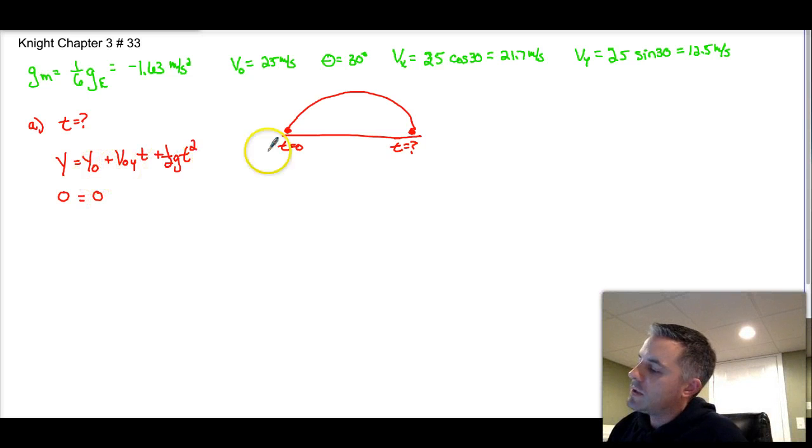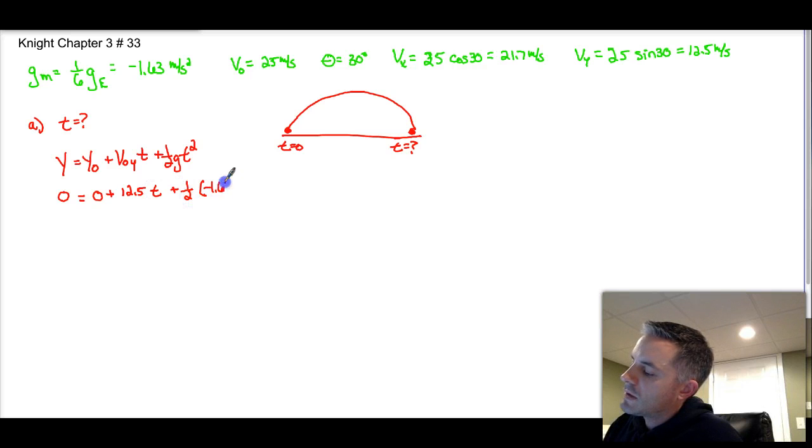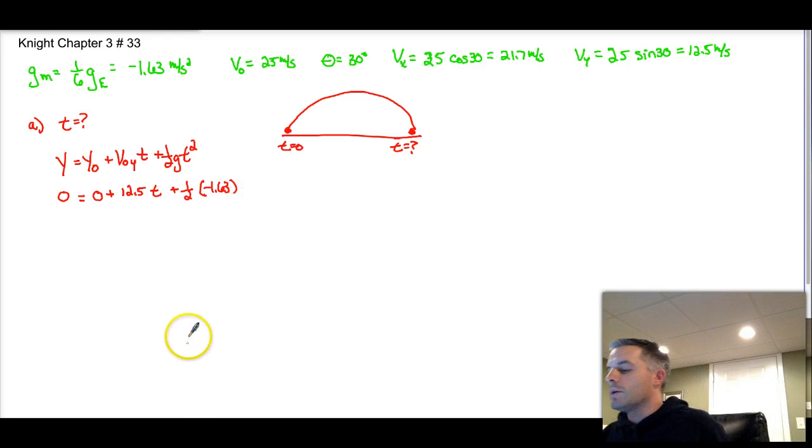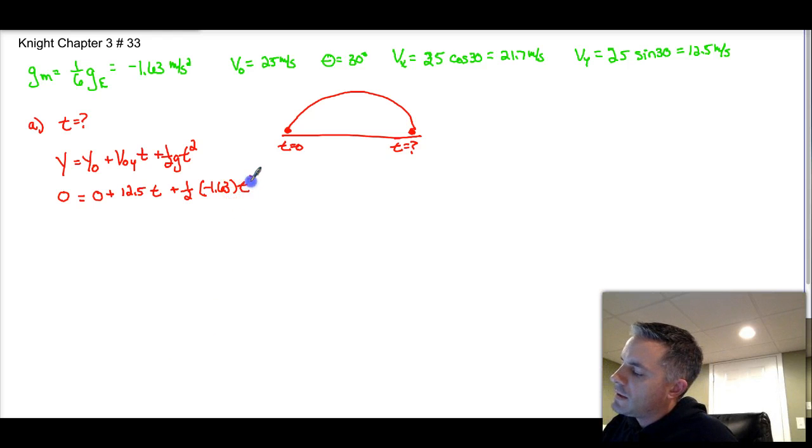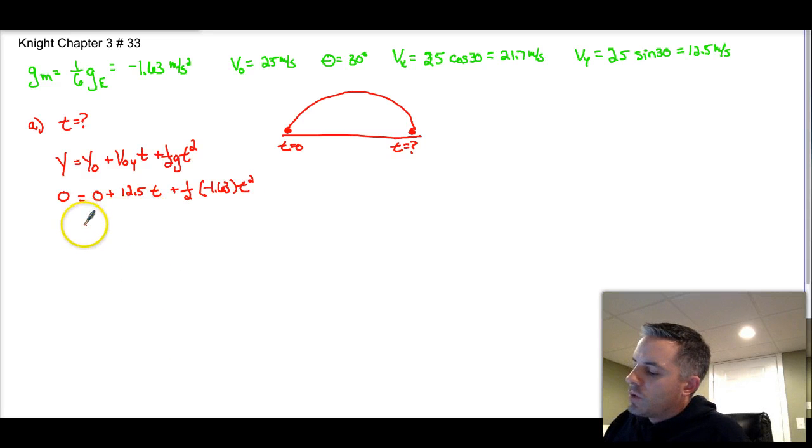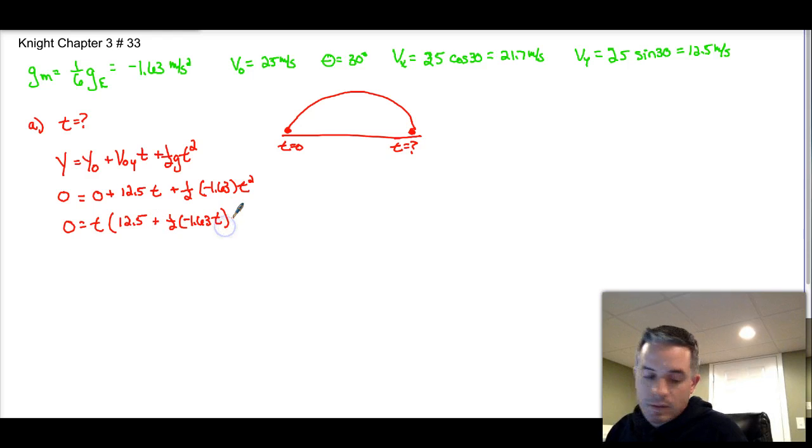So Y sub O is going to be 0, starting right at the origin. V sub O Y is 12.5. The T we don't know, so we'll leave it there. And plus 1/2 times negative 1.63, because that is our gravity on the moon, and then T squared. If we look at this, we can factor out a T. So we get 0 equals T times 12.5 plus 1/2 times negative 1.63 T, like this.